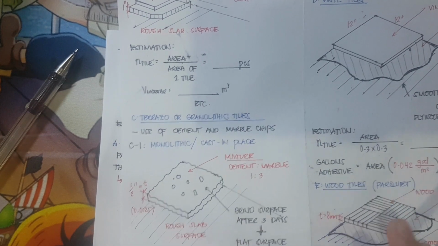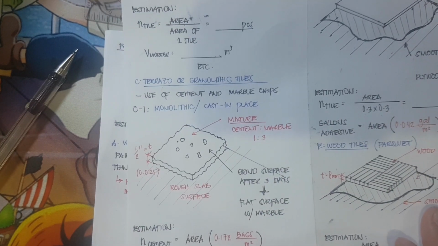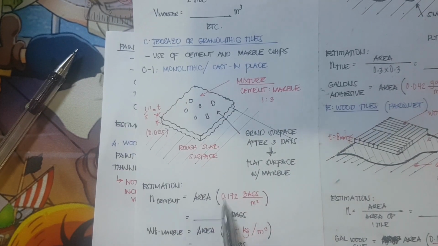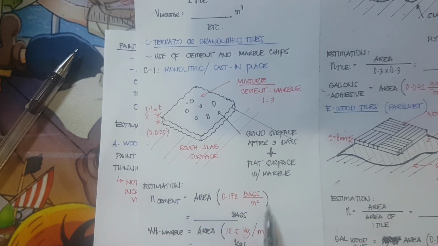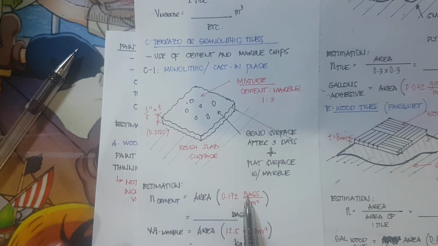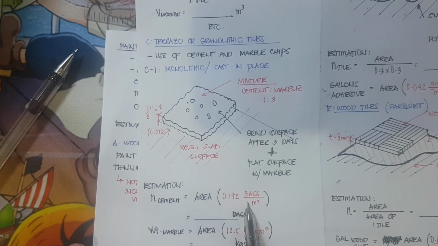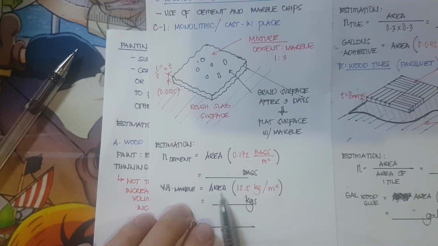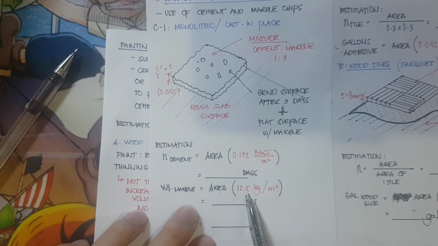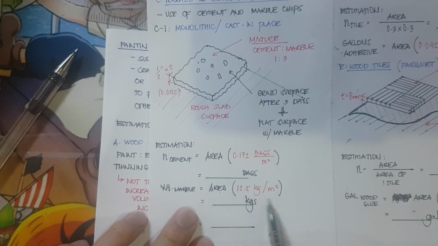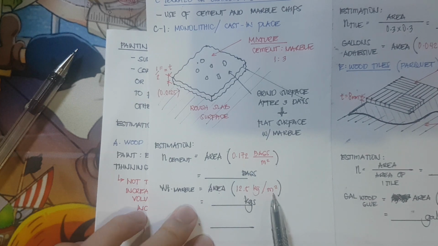Okay? Now, for the estimation, for the number of cement bags, it would be the area times 0.172 bags per square meter. So, this will be our factor. Then, for the weight of the marble, we have the surface area times 12.5 kilograms per square meter. This is our factor for the marble.